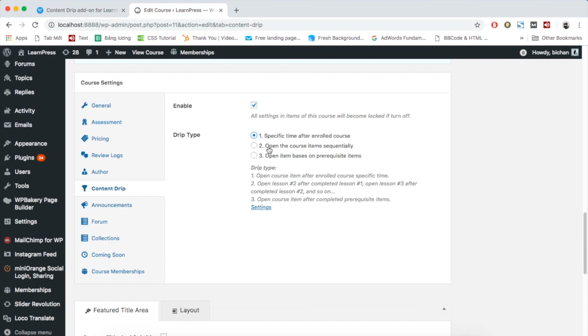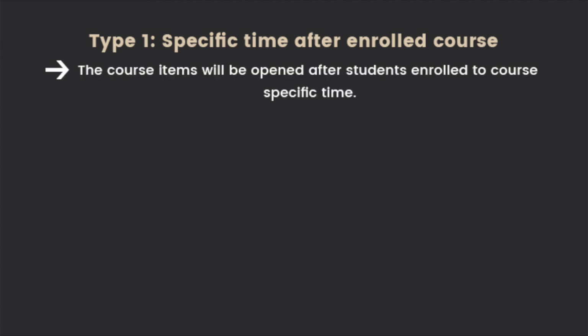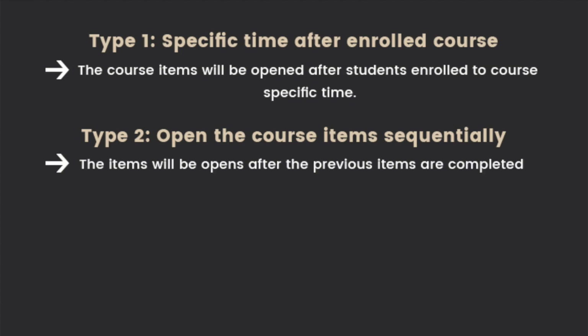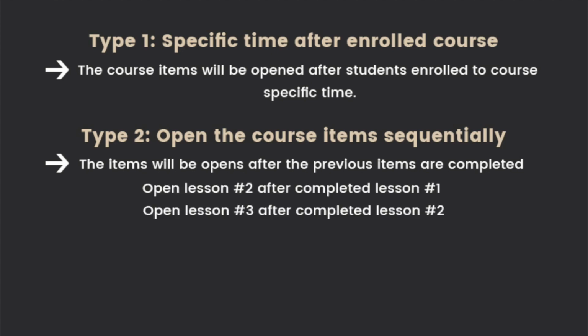As you can see here, there are 3 drip types. Type 1: Specific time after enrolled course. This means the course items will be opened a specific time after students enrolled in the course. Type 2: Open the course items sequentially. This means the items will be opened after the previous ones are completed. For example, open lesson number 2 after completing lesson number 1.